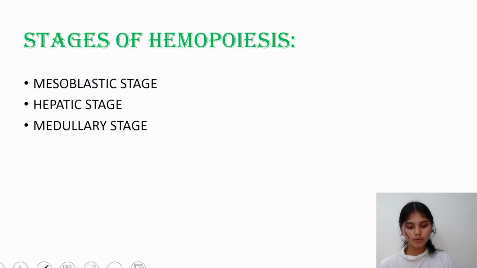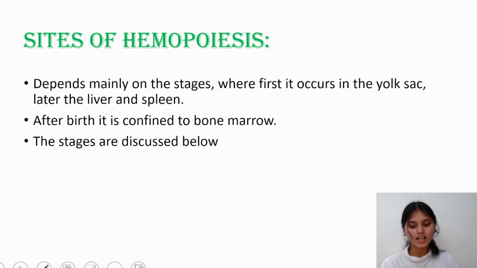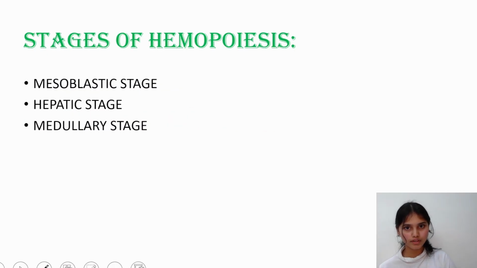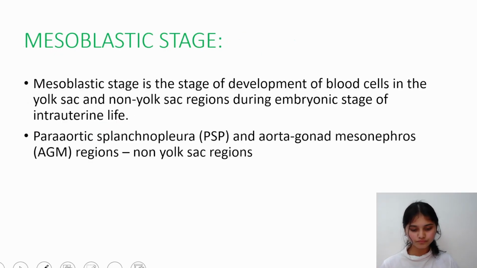The stages of hemopoiesis, the location or the sites that we saw over here, that is yolk sac, liver, spleen, and bone marrow, is dependent on the stages of hemopoiesis. There are three stages: mesoblastic stage, hepatic stage, and the medullary stage. The mesoblastic stage, as you can see, is confined to the yolk sac. The hepatic stage will be confined to the liver and spleen, and the medullary stage, the medulla of the long bones, will be confined to the bone marrow.